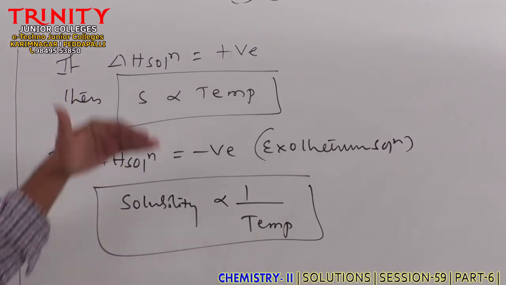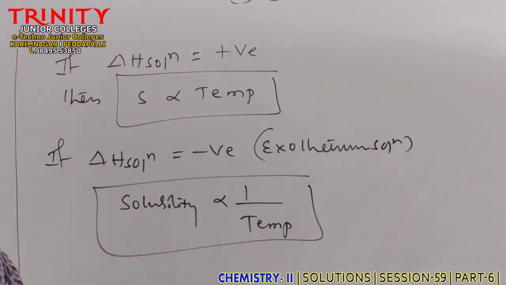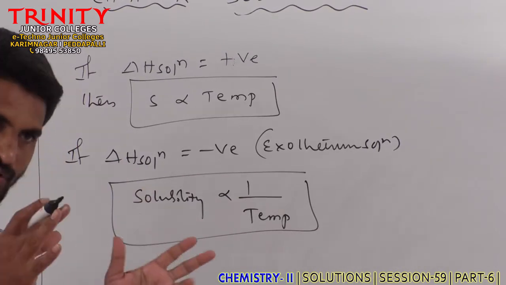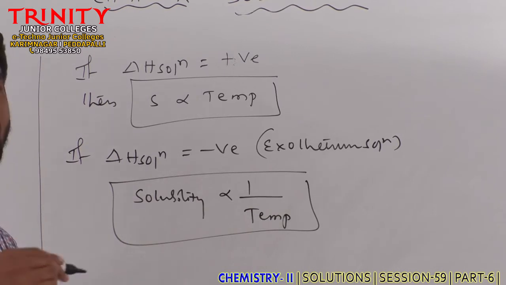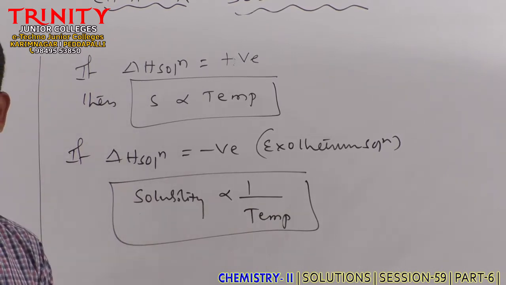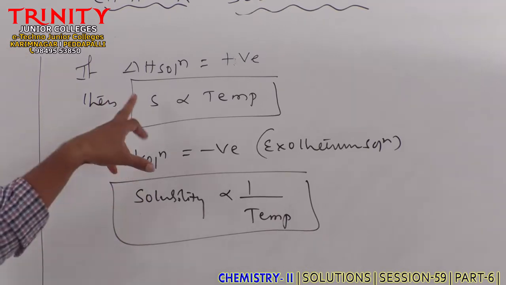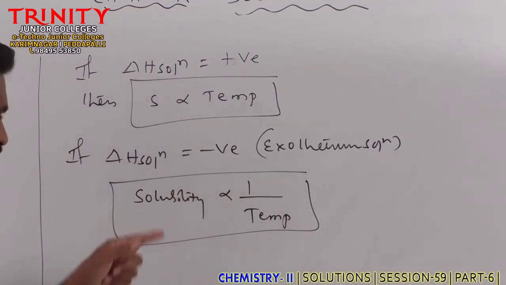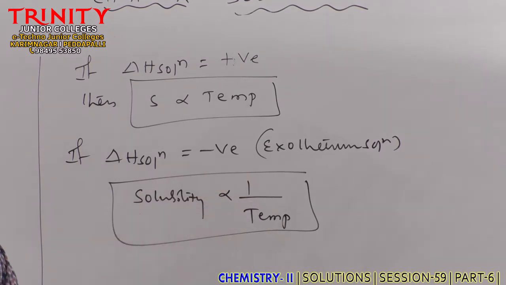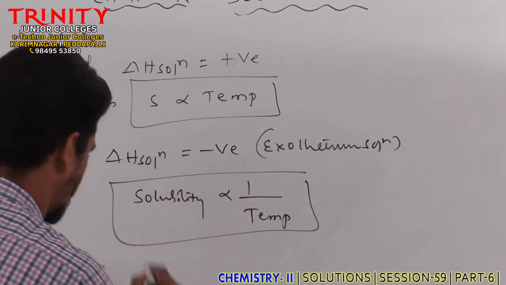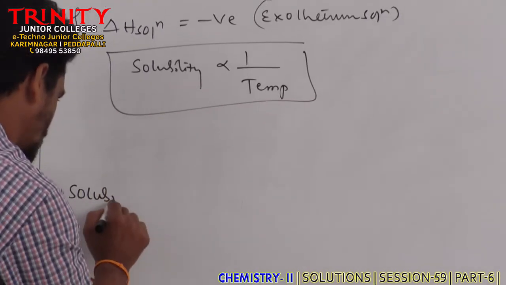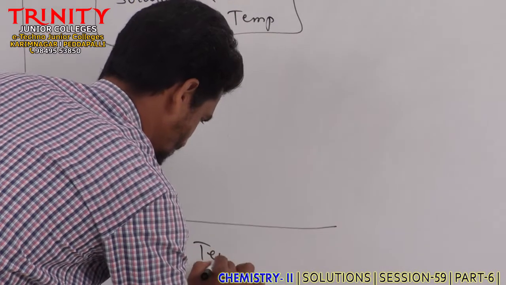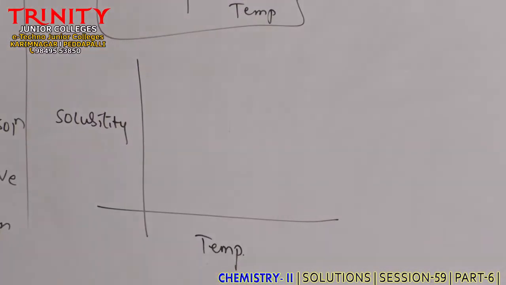Is it clear? So if delta H of solution is positive, then the solubility of that solute in the given solvent increases with the increase in temperature. Clear? So like this we can say, if delta H of solution is with a negative sign, meaning exothermic solutions, solubility is inversely proportional to temperature. So I am taking an example graphically. If you observe, I am taking solubility on the y-axis and temperature on the x-axis.